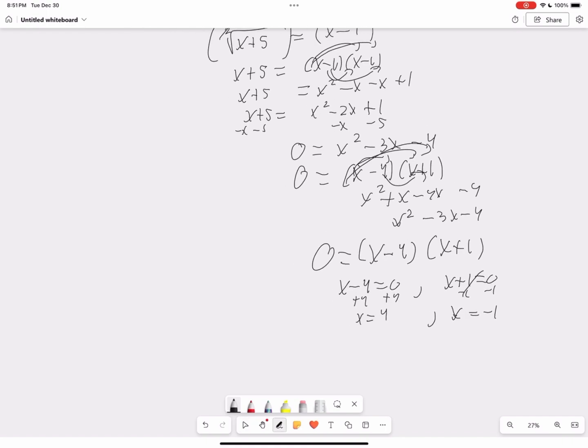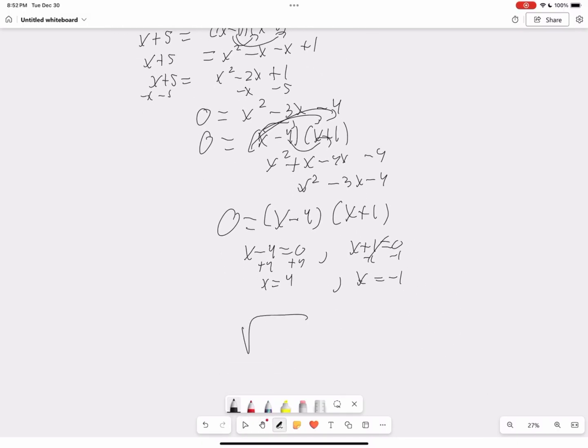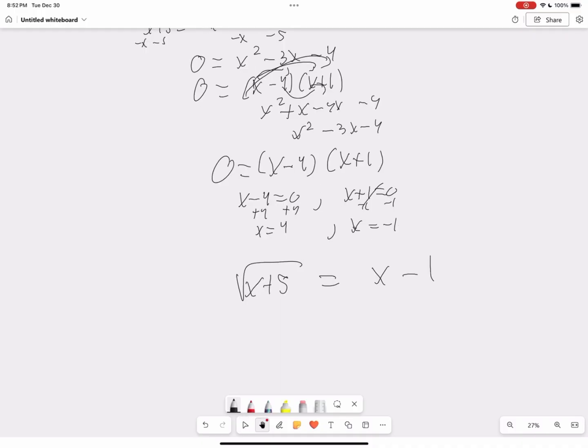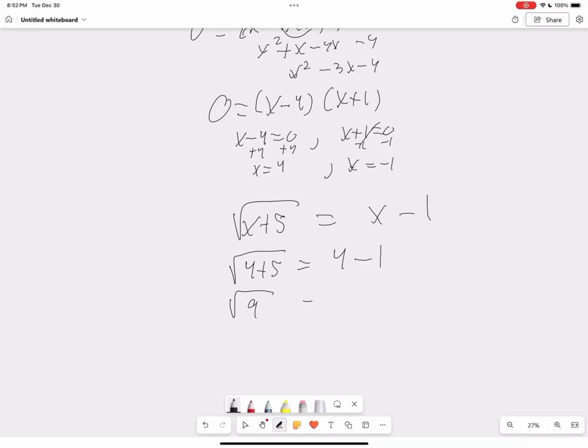So let's plug each one into the equation, which is originally the square root of x plus 5 equals x minus 1. Let's plug in 4 and see what we get. We're going to get the square root of 4 plus 5 equals 4 minus 1, plugging in everywhere I see an x. So the square root of 9 equals 4 minus 1. The square root of 9 is 3, and 4 minus 1 is 3, so that means x equals 4 works.